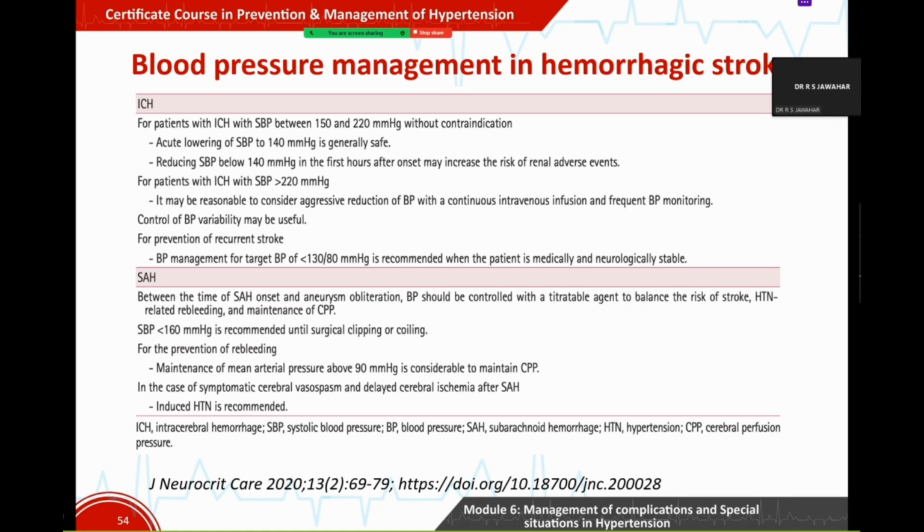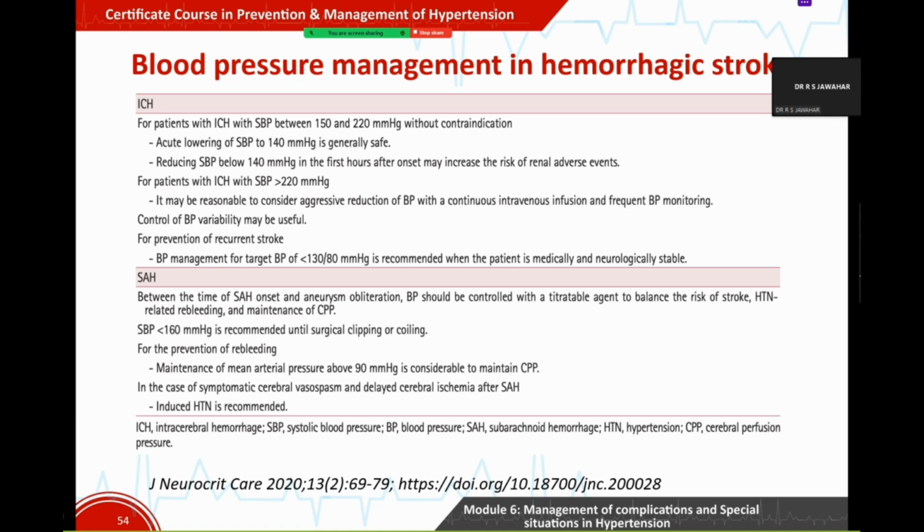When the patient presents with a systolic blood pressure between 150 and 220, your target is 140. Suppose the patient presents with a BP of more than 220 with hemorrhage, then aggressive reduction of the BP with IV infusions, and reduce the blood pressure as rapidly as possible. And then for the prevention of recurrent strokes, keep the blood pressure at 130 by 80.